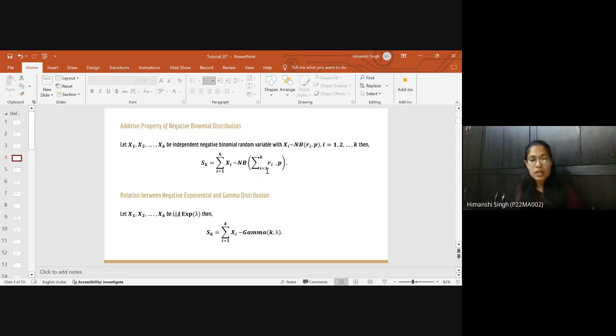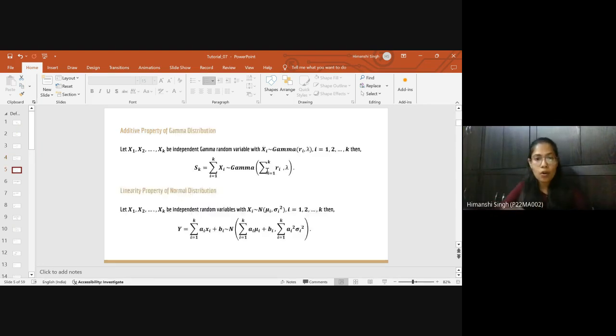Now, apart from this, if I consider the gamma distribution again, if all the Xi's are independent and following the gamma distribution with parameters ri and lambda, then the summation of Xi, i going from 1 to k, will be a gamma with parameters summation i going from 1 to k of ri and rate lambda.